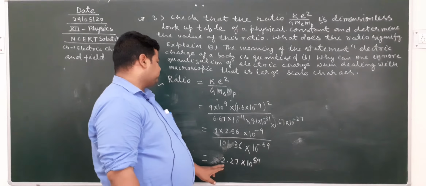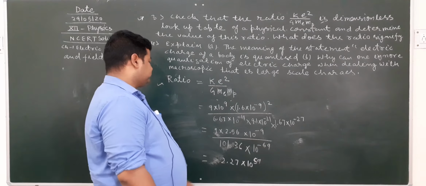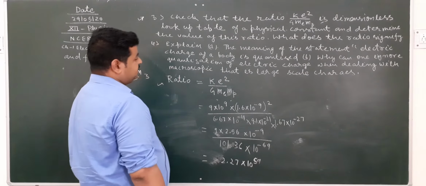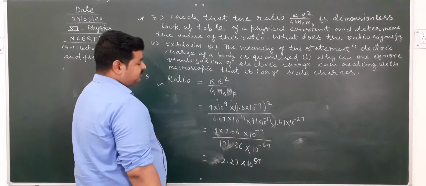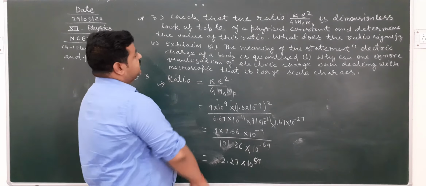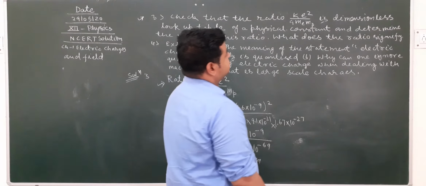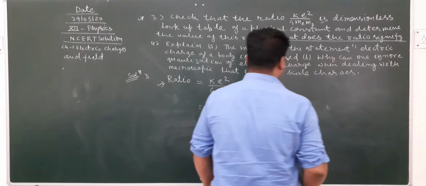So here the decimal is replaced to the right side, so the power is reduced by 1. So this is the answer of the ratio. Since this ratio is the ratio of the force, there is no unit. Clear? And we are going to the next part, that is, what does the ratio signify?